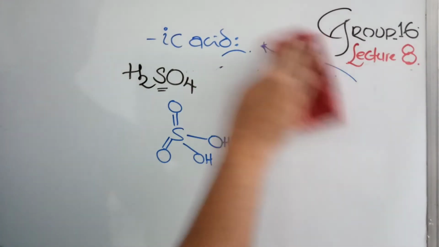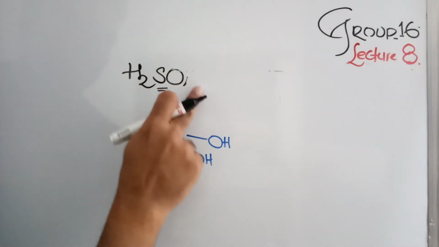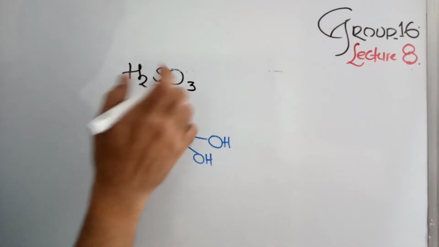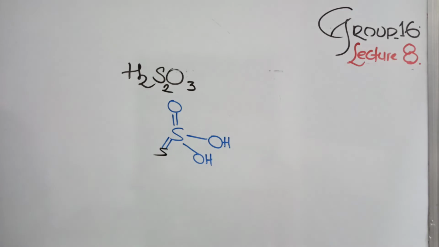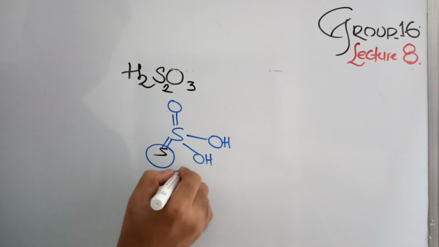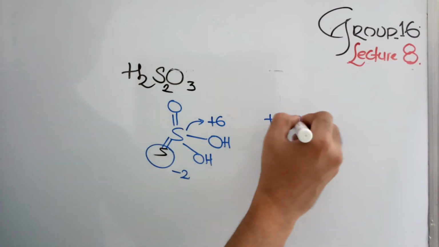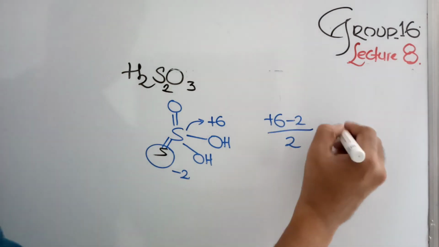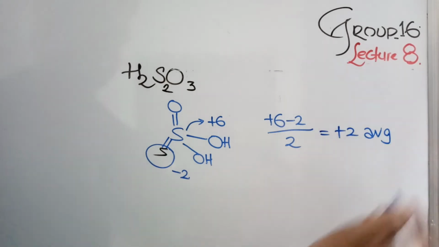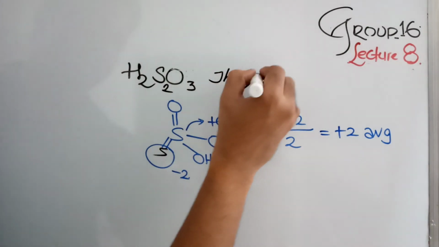Now you see, the ic acid's next acid is, decreasing one oxygen and increasing one sulfur, H2S2O3. So here 2 sulfurs are there. As we were discussing, this will replace an oxygen, so -2 oxidation state, and this will be +6. So the average oxidation state is +6, -2 means +4, +4 by 2 is nothing but +2. This is the average oxidation state. Name of this acid is thiosulfuric acid.